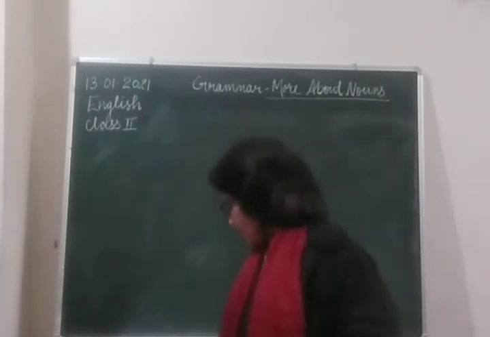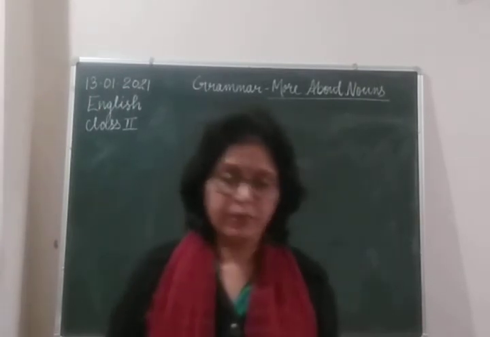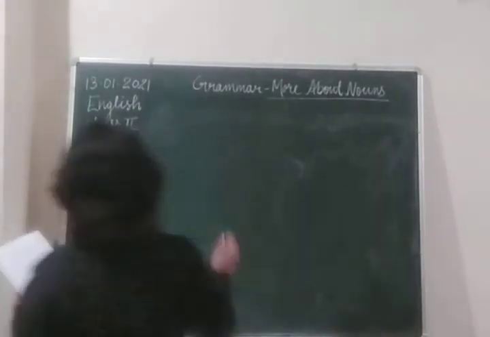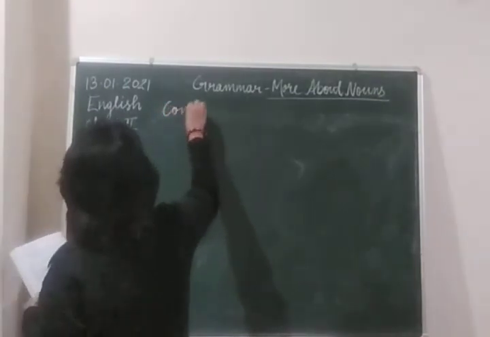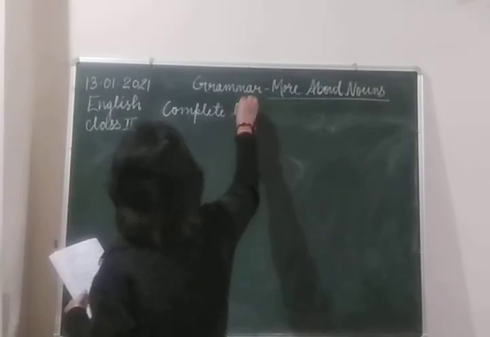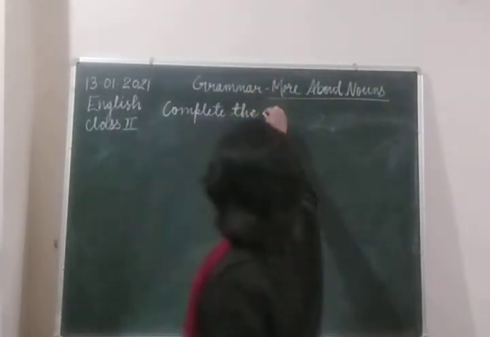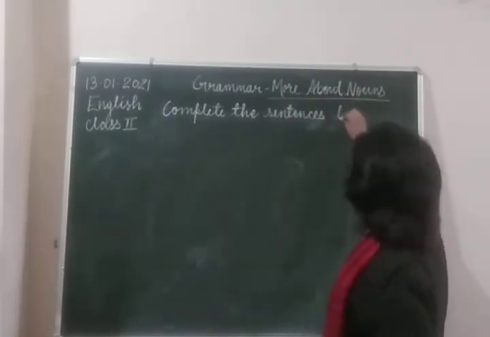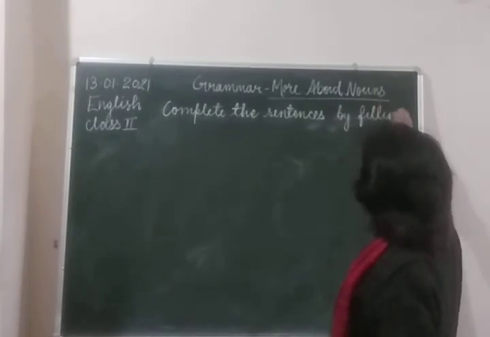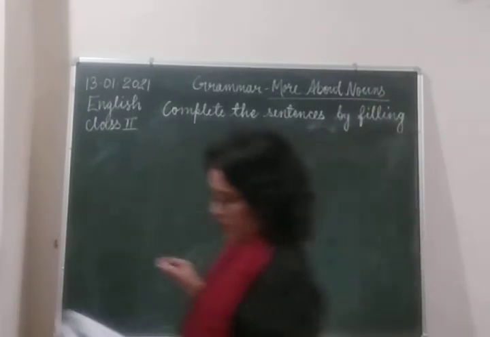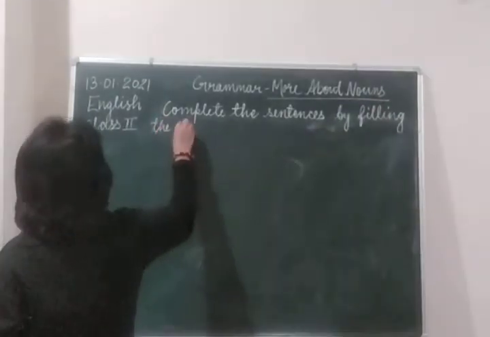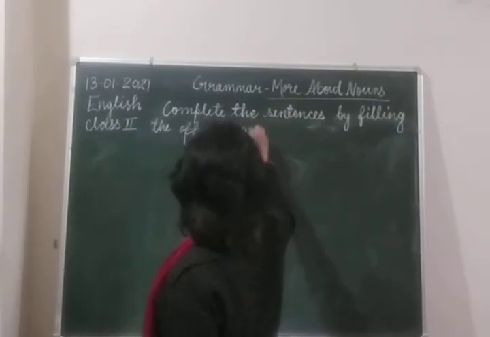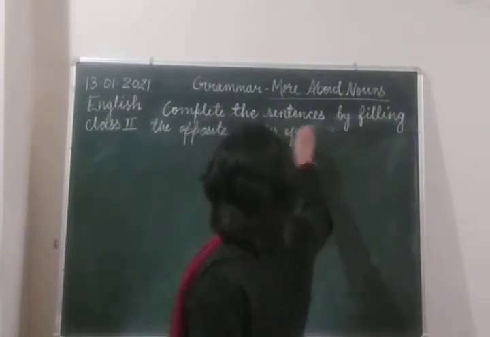Next one is: complete the sentences below by filling in the opposite gender of the underlined nouns. Now again here, what you have to do, you have to complete the sentence. Complete the sentences by filling the opposite gender of the following words.